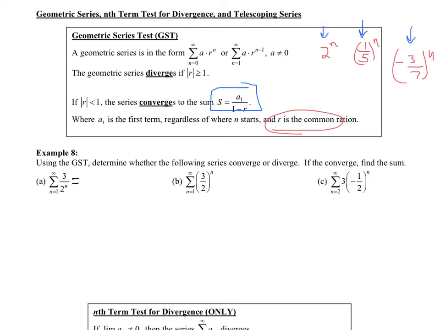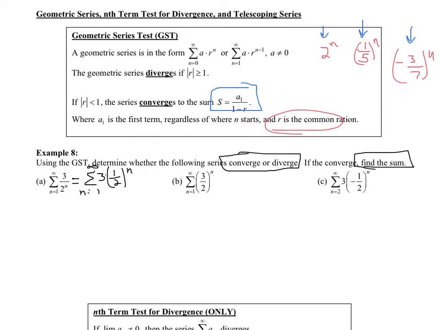So let's go ahead and look at an example. Down here, example 8, part A, we've got the infinite series from n equals 1 to infinity of 3 over 2 to the n. And just to show you that it is a geometric series, I'm going to rewrite it in our form of a times r to the n. Those are equivalent statements. The example is asking us to determine whether the following series converge or diverge, and if it converges, find the sum.